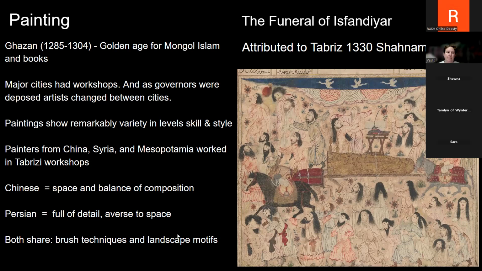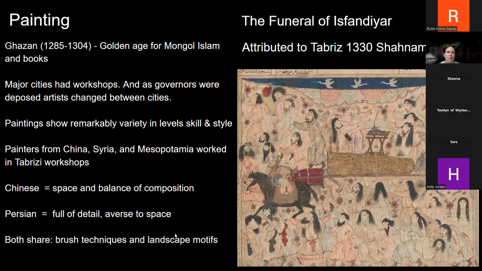But Ghazan is really considered the golden age for Mongol Islam, and very specifically books. Almost all the major cities had workshops, and every time a governor who had been patronizing the arts in a city was deposed, the artists picked up and left and went to another city where they heard the governor over there is paying really well for this type of art.